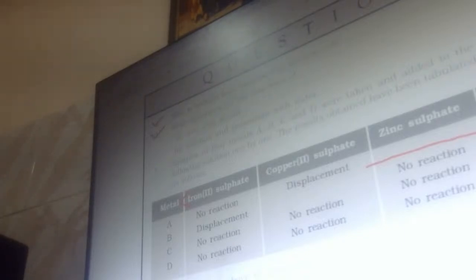Wait. Okay, this is a little confusing. Who displaces zinc? Zinc is the most reactive. Nobody displaces zinc here. Okay, fine, leave it. Silver nitrate, no reaction. Displaces copper. I don't care about copper. Everyone displaces copper.